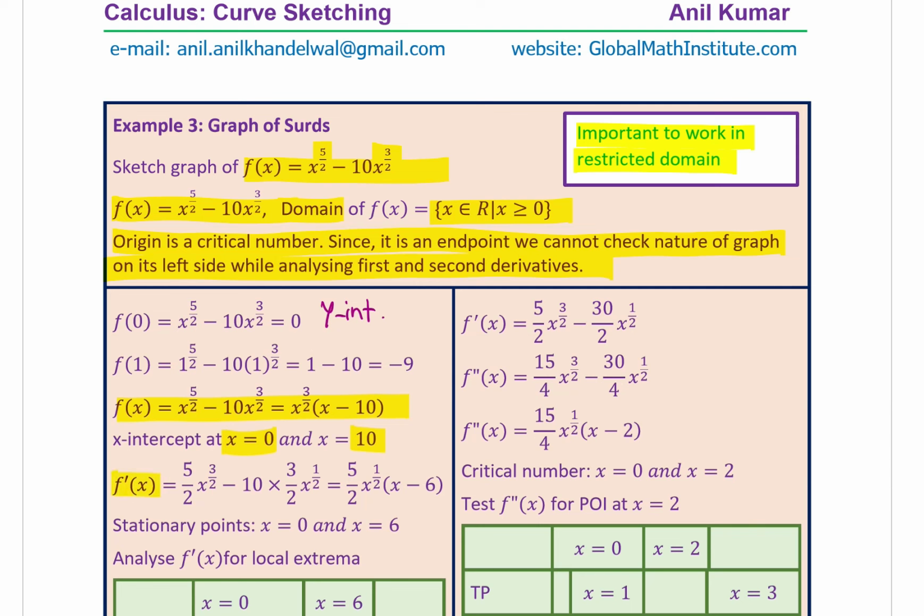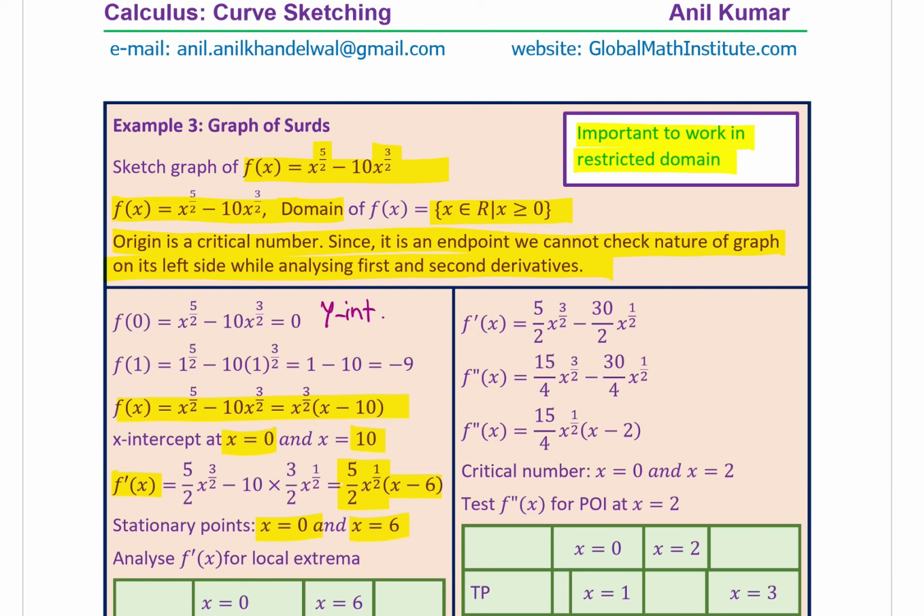Now find the first derivative using the power rule. So you have the first derivative written here in the simplified form. You get 5 over 2 x to the power of 3 over 2 minus 10 times 3 over 2 times x to the power of half, right? So 3 over 2 minus 1 is half, correct? 5 over 2 minus 1 is 3 over 2. You can take x to the power of half as common. You get x minus 6 in the factor, and therefore we now have two critical numbers, at x equals 0 and at x equals 6.